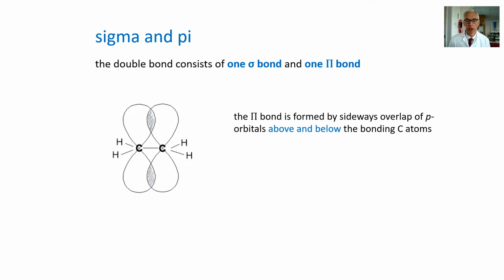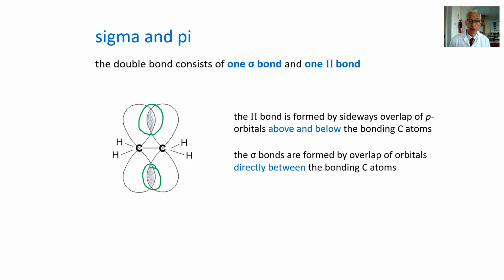The pi bond is formed by sideways overlap. So this region here, sideways overlap of 2 p orbitals above and below the carbon atom. So that's the 1 pi bond, those 2 regions of orbital overlap. The sigma bond is exactly the same idea as with the alkane sigma bond. Of course, it's the overlap of orbitals directly between the carbon atoms.